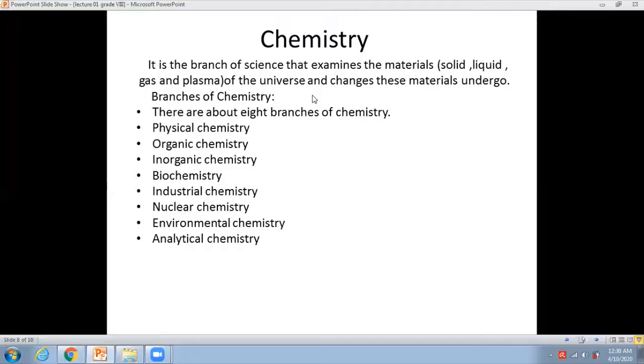Coming toward the branches of chemistry, there are many branches of chemistry, but the main 8 branches of chemistry we will discuss in this chapter. Number 1, physical chemistry, organic chemistry, inorganic chemistry, biochemistry, industrial chemistry, nuclear chemistry, environmental chemistry, and analytical chemistry.